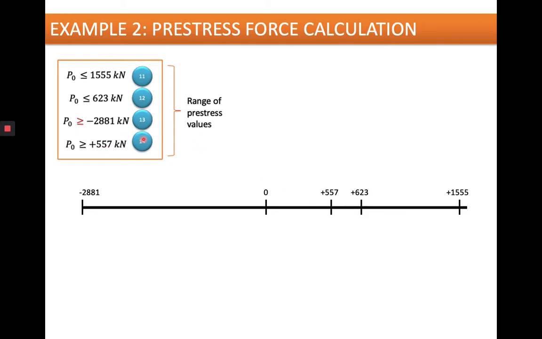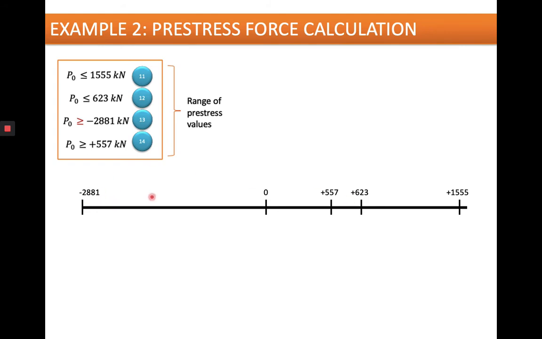Based on these values, you can draw this range. We can start with 0, then we have the positive values, which are positive 557, positive 623, and also positive 1555 kilonewton. Those are the positive values. Then we also have one negative value, which is negative 2881, on our left. So we have the positive values on our right and the negative value on our left.